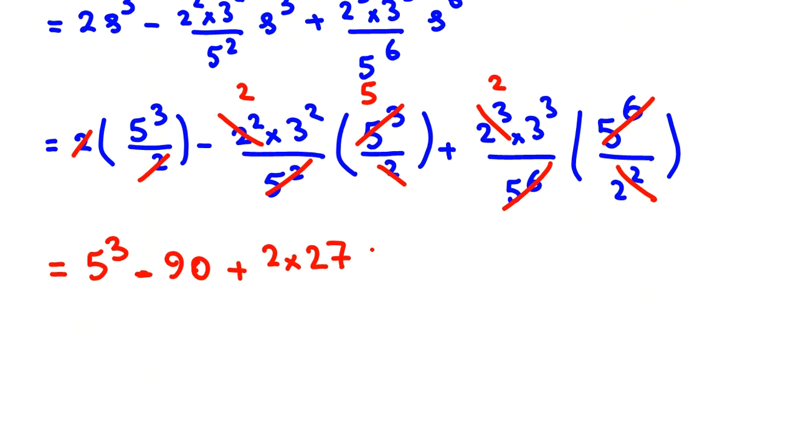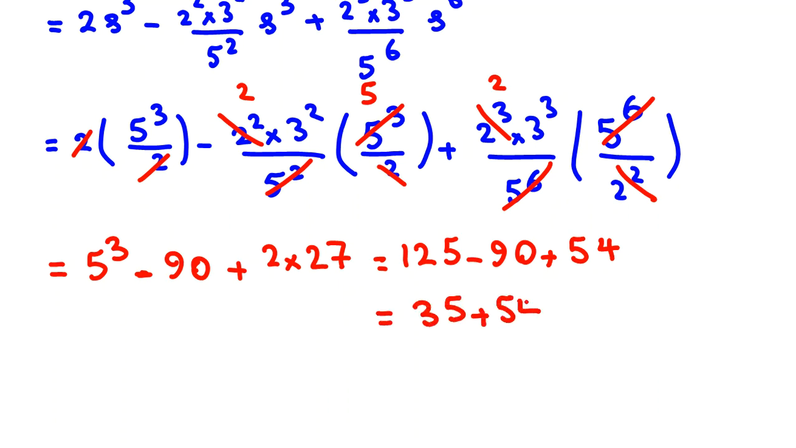So if we calculate this, 5 cubed is 125 minus 90 plus 2 times 27, which will be 54. So 125 minus 90 is 35 plus 54, which equals 89. Again, with this solution, we've reached 89. Let's jump into the third solution.